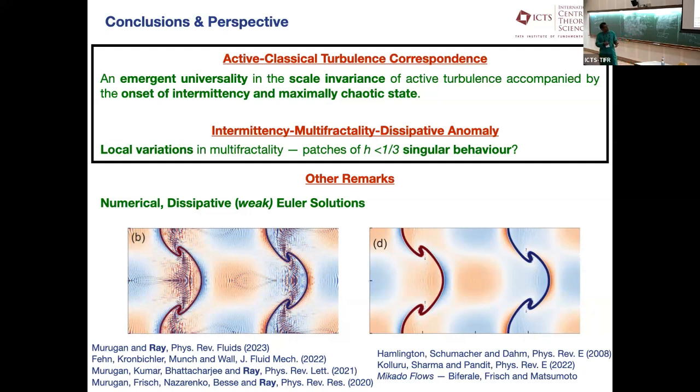But there are several approaches that one is doing, including one which I borrowed from York's paper some years ago, where you can probably end up killing thermalization, but still find dissipative solutions. Then there's also the issue of Mikado flows that Luca, Takeshi, and Uriel have been involved in. So these are synthetic flows that I think it might be interesting to go back to. Okay, so I will stop here and take questions. Thank you.